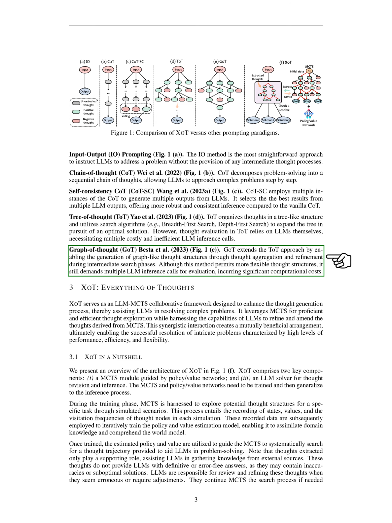The graph of thought, GOT, method extends the TOT approach by generating graph-like thought structures. While this method allows for more flexible thought structures, it still requires multiple LLM inference calls for evaluation, which can be computationally expensive.